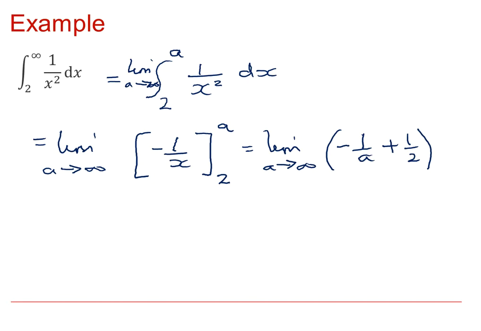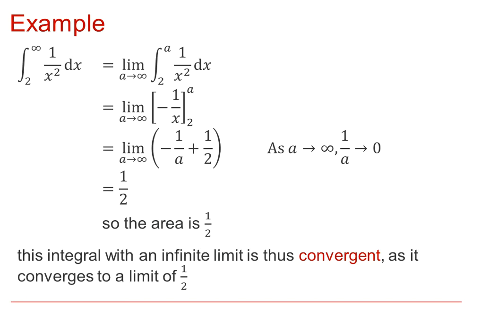So now consider, as a tends to infinity, this term 1 over a, or minus 1 over a, tends to 0. Hence, this limit here of this expression, the limit as a tends to infinity of minus 1 over a plus a half, will equal a half. Hence, we can say that this is the area under the graph. So this integral with an infinite limit is thus convergent, as it converges to this limit of a half.